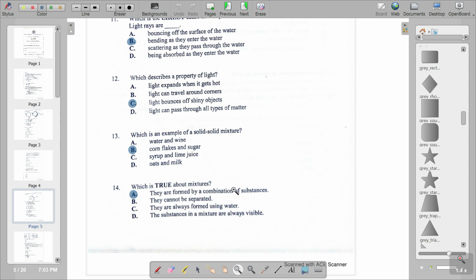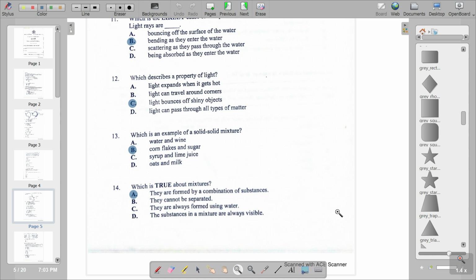Which is true about mixtures? They are formed by a combination of substances. I know that's the case. Let's look at the other answers. They cannot be separated. That's not true. You can sometimes separate them, right? There are ways to do it. They're always formed using water. That's not true. The substances in a mixture are always visible. That's not true either.